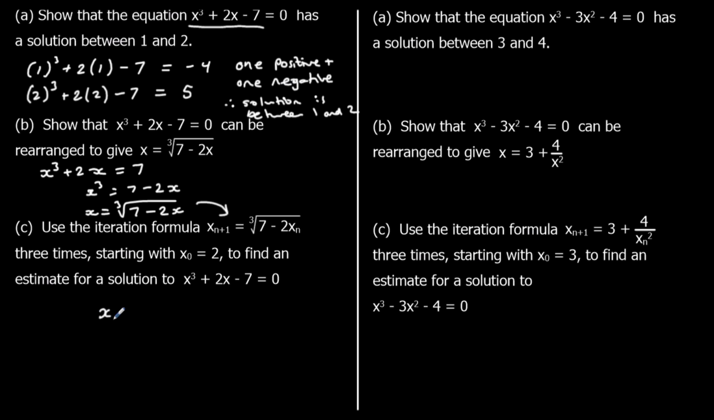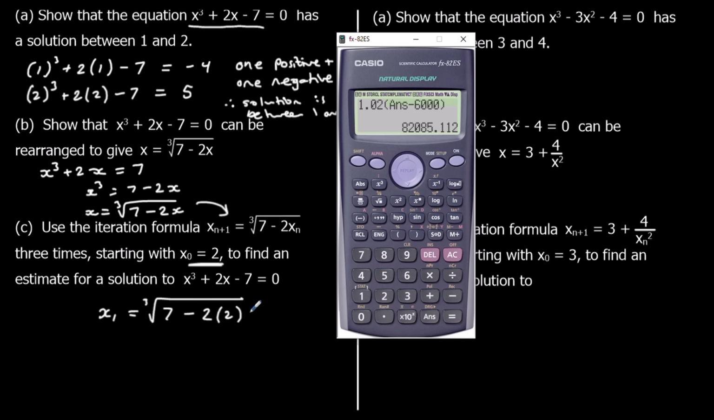To find x1, it's going to be the cube root of 7 minus 2 times 2. So we're going to start with 2, so we put that into the formula first. I'm going to put 2 into my calculator first, press equals, so it becomes ANS. And I'm going to do cube root of 7 minus 2 times the answer, which is 2. And I've got 1.44224 and so on.